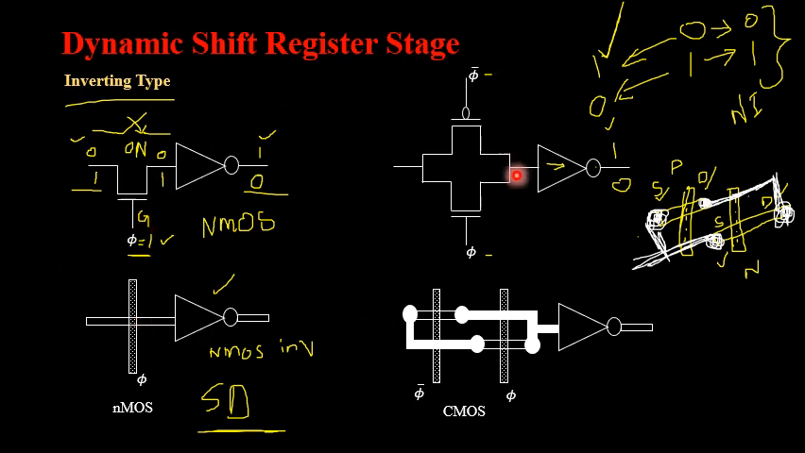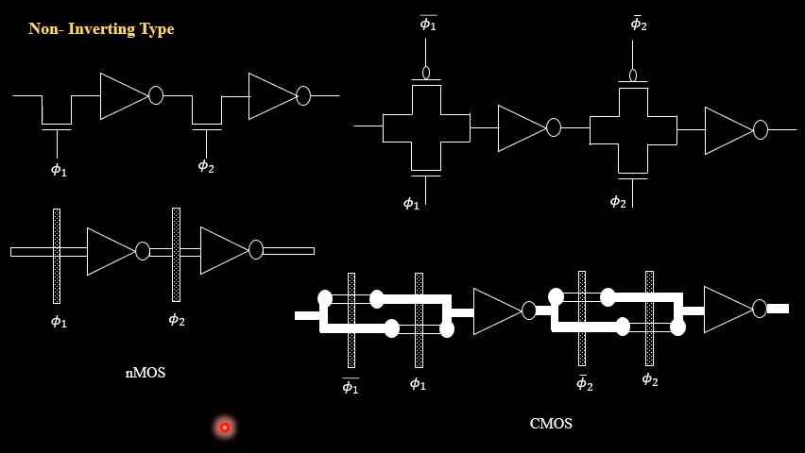So this is how the inverting type of dynamic shift register element is going to work. Next, we'll see how the non-inverting type of dynamic shift register element works. If you see this first part, NMOS transistor with a NOT gate, this is an inverting type. If I want to make it a non-inverting type, I will be cascading it with one more inverting type of dynamic shift register element.